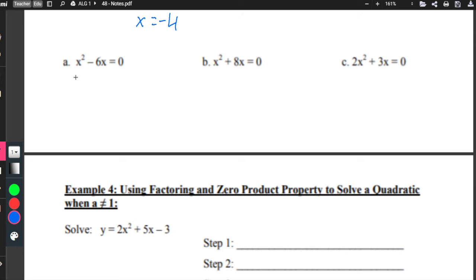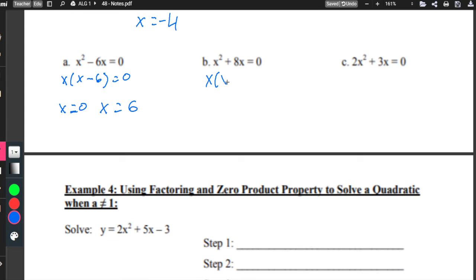Alrighty, so follow our steps. Step 1, factor out our GCF, x minus 6, set it equal to 0, and solve each term. So x equals 0 and x equals 6.